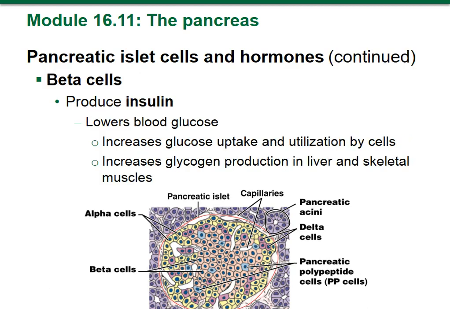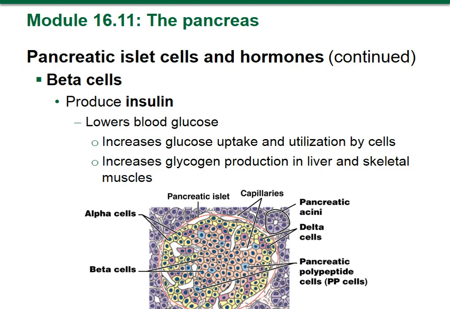The beta cells, they're the ones that produce insulin. So they lower your blood glucose. They make cells take up glucose. And they increase glycogen production in the liver and the skeletal muscles. And remember, glycogen is the way we store glucose.